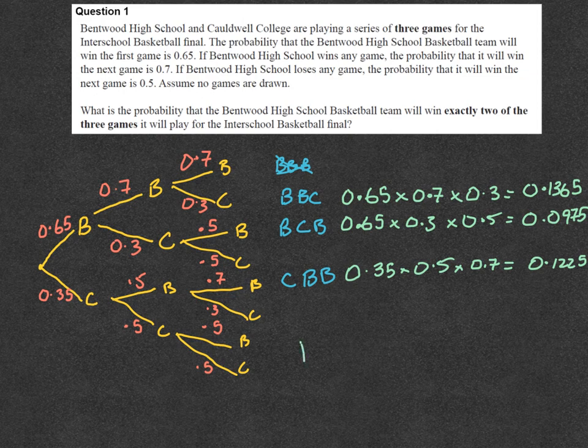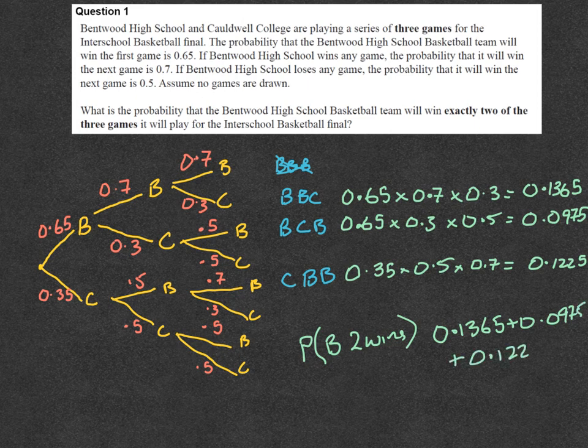So at this point here, the probability of Brentwood getting exactly 2 wins would be where we added up all of those 3 probabilities. So 0.1365 plus 0.0975 plus 0.1225. And if we add those all up, we get 0.3565. And that's an achieved level question.